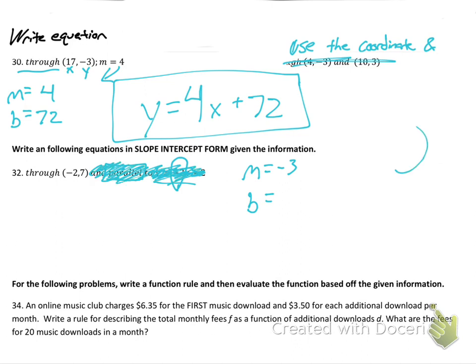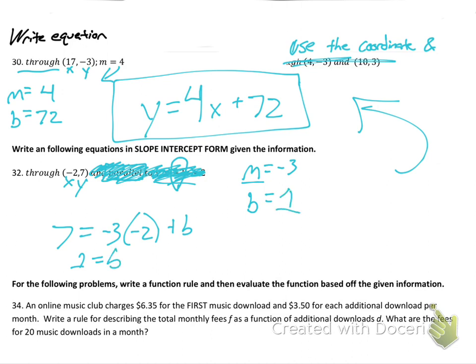So, just like this problem right up here, I have an m, I have an x, I have a y. I'm going to plug that into y equals mx plus b. It's going to be 7 is equal to -3 times -2 plus b. And I'm going to solve for b. So it's going to give me 6. I'm going to minus 6 on each side, and I'm going to get 1 is equal to b. So now I have my m, I have my b. I'm just going to plug that back into y equals mx plus b, so y is equal to -3x plus 1.